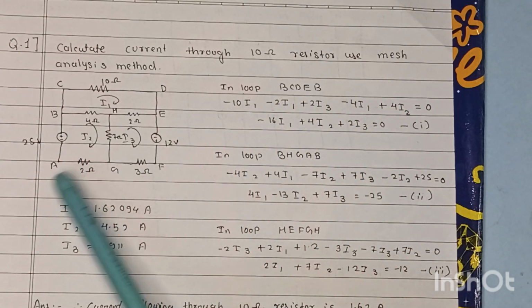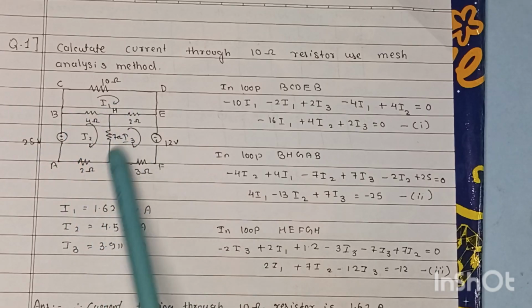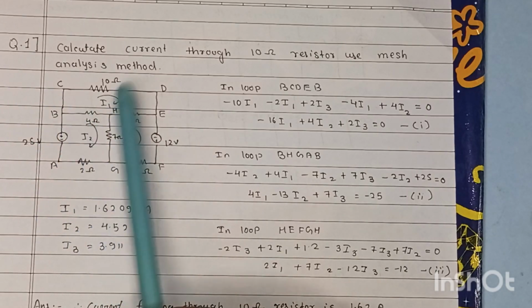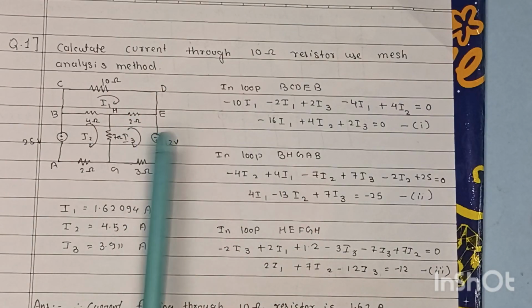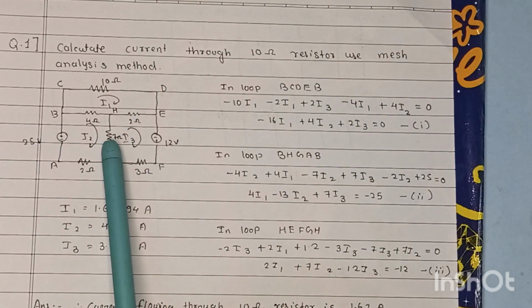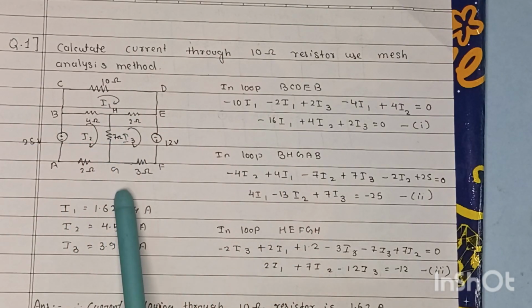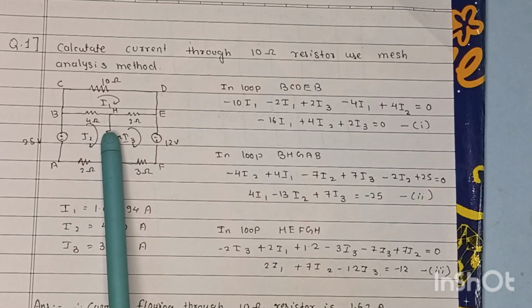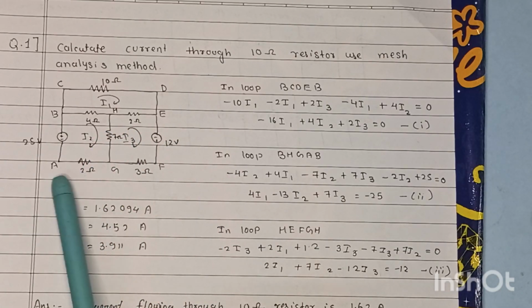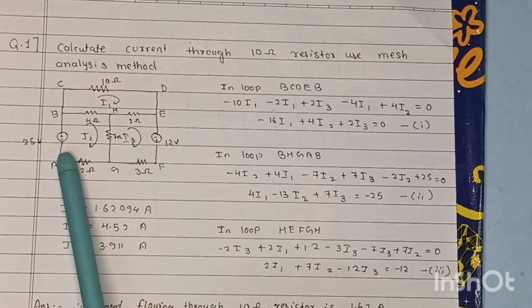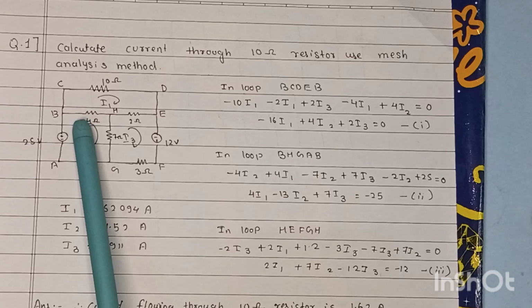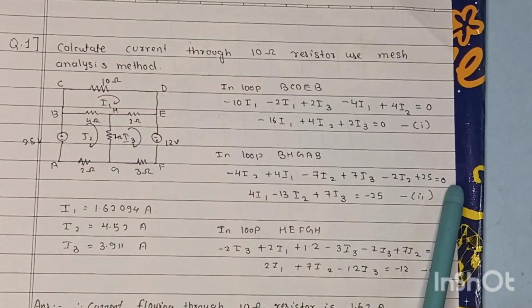Now similarly in loop B H G A B, you have to consider the closed loop. So minus 4 I2 plus 4 I1. Okay, then minus 7 I2 plus 7 I3, because these two currents are flowing in opposite directions. So one we have to take negative and the second one is positive. Now A J is minus 2 I2 and you can see the sign over this is plus 25 because the last sign is plus. So plus 25 is equal to 0.